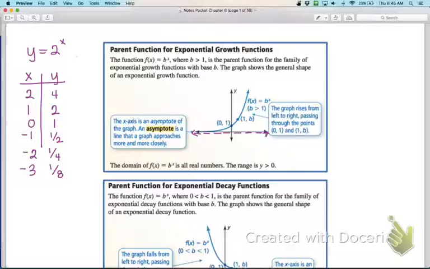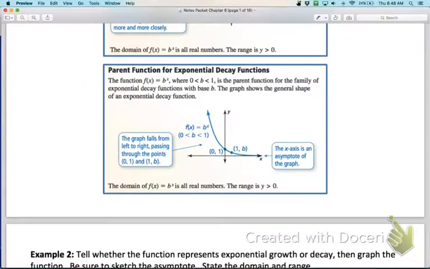And since it never gets there, if we talk about the domain and range, I've got arrows going to the left and arrows going to the right, so that means my domain is going to be all real numbers. But because the graph never gets to 0 and it never goes below 0, its y is greater than 0 for the range. Notice it is not equal to, because it won't ever get to 0. It's going to get closer and closer, but it's never going to actually get there. Now, if we look at exponential decay, that's going to do the same thing.